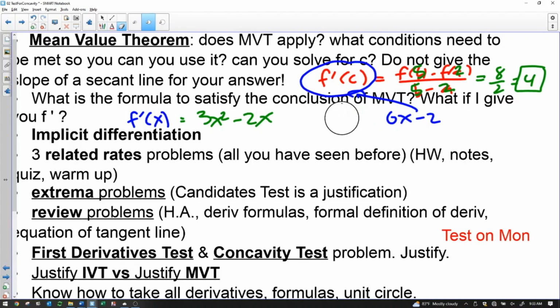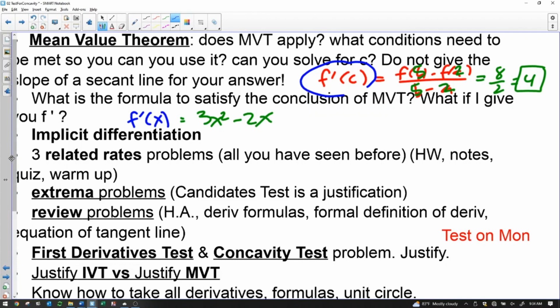Guys, a lot of times AP and me, we will give you the first derivative so that you don't have to find it. And when I give you the first derivative and your formula says first derivative, please do not take the derivative again. You should just say, thank you, Ms. Chang, and put it right in. Are you guys ready for that for the test? If I give you f, then take the first derivative. But if I give you f prime, just use it.